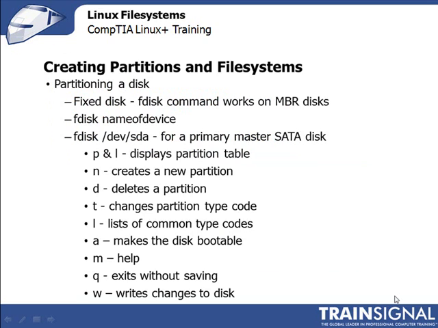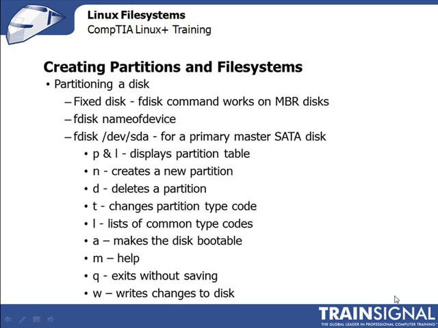Normally, Linux will guide you through the partitioning process during installation, but if you add a new hard disk, or if you're like me and you just like to start over again, you'll need to be familiar with Linux's tools. First, you'll need to create the partition with fdisk, also known as fixed disk, then prepare it for use. Fdisk works on master boot record disks, and the command is fdisk space name of the device. Once you enter the utility, you can type P to display the current partition table.